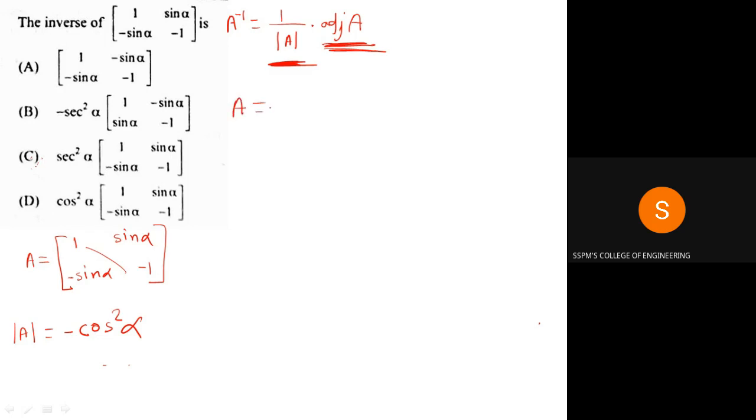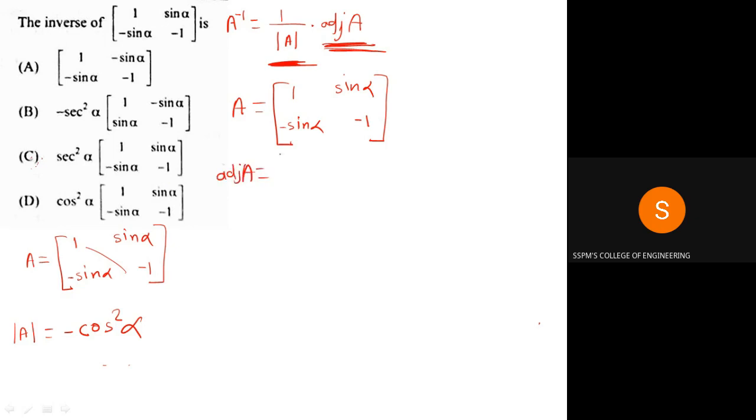So what is A? A is equal to 1, sine alpha, minus sine alpha, minus 1. This is the matrix we are given. Okay, so adjoint of A is equal to adjoint of A.